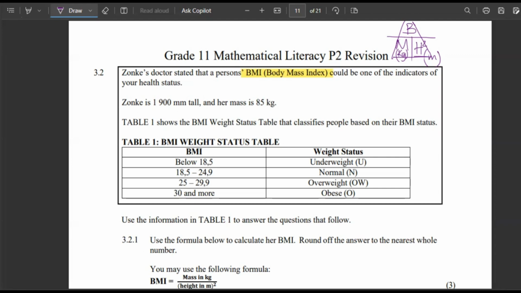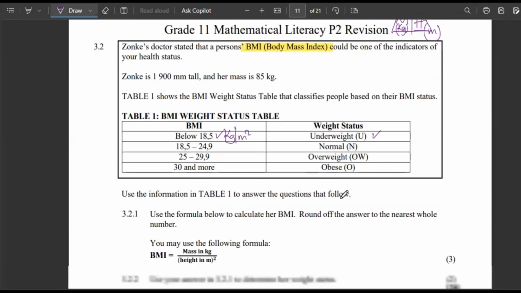Now, if you get the BMI of someone which is below 18.5, these are kilograms per meter squared. If it's there, that means the person is underweight. If it's in between 18.5 to 24.9, then the person is normal. Between 25 and the person is overweight. And we look at 30, the person is obese.